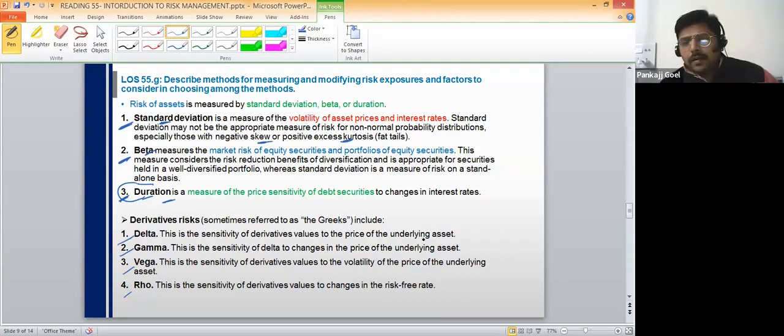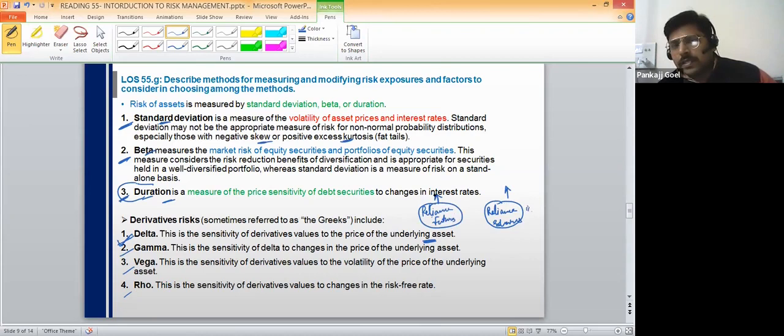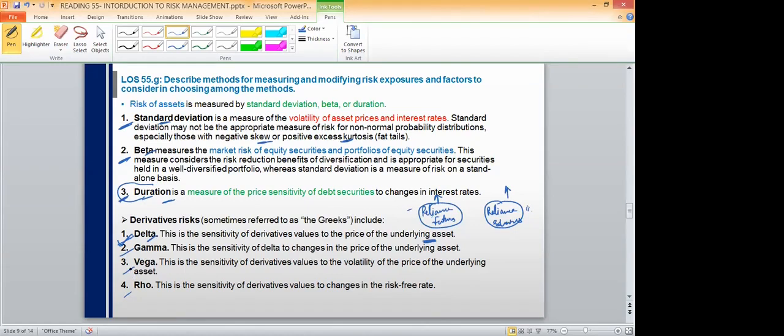Delta means, if we talk about the underlying asset, there is a change. So Reliance shares and Reliance futures. With a change in this, how much change comes in that? So that is delta. Sensitivity. With a change in this, what effect comes here on an average? If there is a 1% change in this, then generally how much percent change will there be in Reliance futures? That is called delta. It's just like beta, you can say.